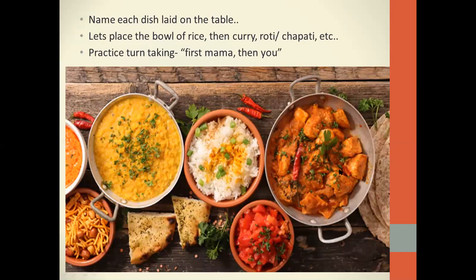Then you can also practice turn taking, because it's very important. The idea is not to make the child keep talking like a parrot, but the child also has to learn to have a good conversation. A conversation actually constitutes turn taking. So you can even practice saying, first mama will put the plate, now you put the glass. Or you can say, first mama will do it, then you do it. So let the child imitate your behavior.